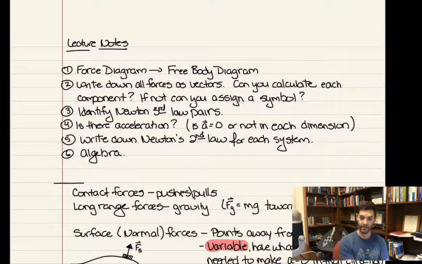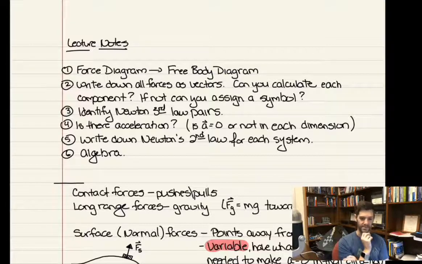Translate that into a free body diagram, where the system is replaced by a point, and all the vector forces emerge out of the point that allows you to determine the directions of these forces. Give those vectors names. Write down symbols that correspond to those vectors. Some of them might have components that you already know and can calculate. For example, if it's gravity.